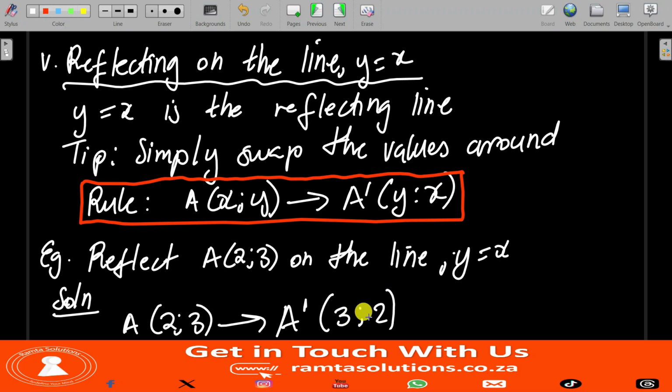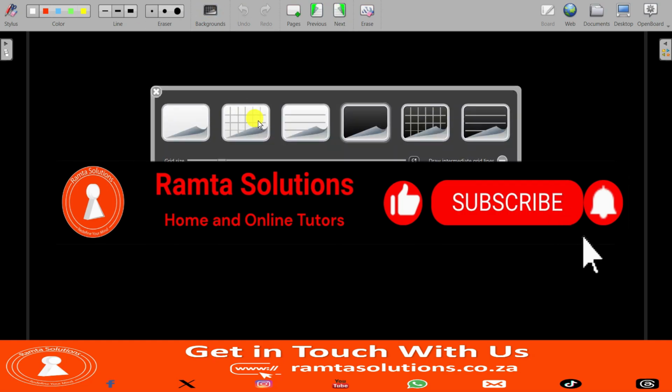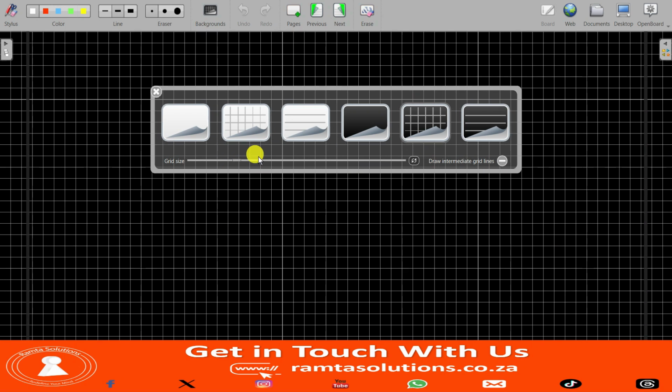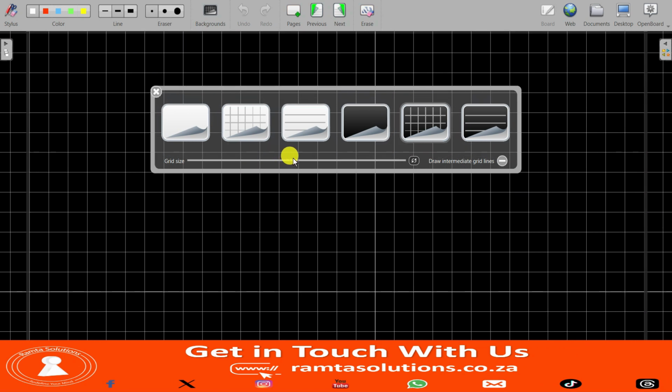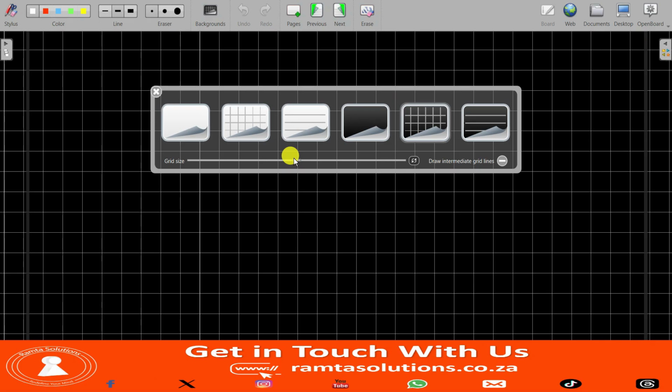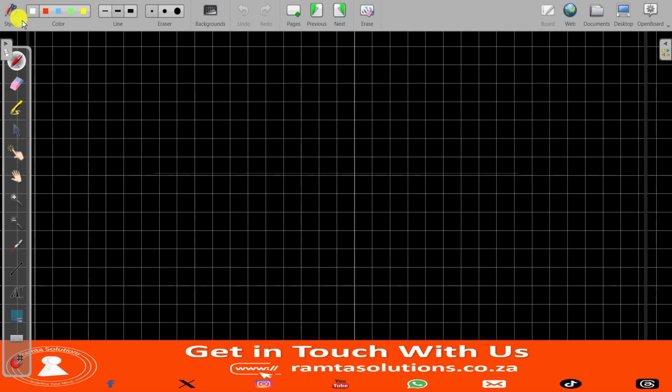Now remember what I said to you. I said the distance between the point and the reflecting line must be the same. So we are going to prove that. Let's go. We're going to prove this graphically. Okay, let's see. I think this is perfect.